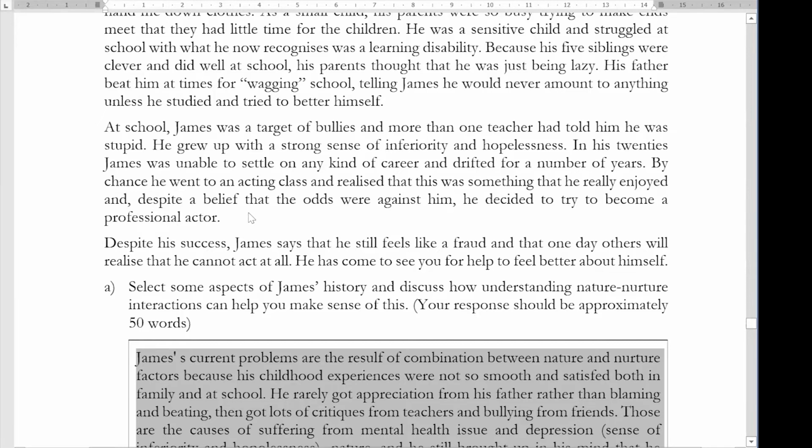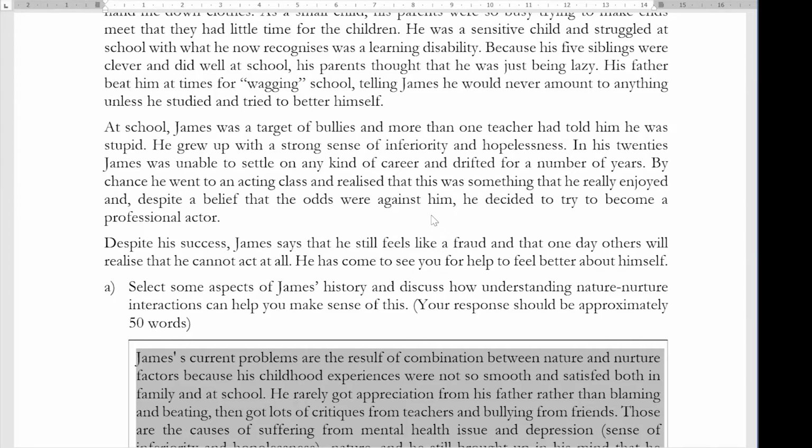By chance, he went to an acting class and realized that this was something that he really enjoyed. And despite a belief that the odds were against him. Odds means strange, is it? Odds means kind of like chances. You know, when people gamble, say they gamble on a horse race, this horse is going to win because it's won many races. Here, he thought he can't win because he's lost so many times. Oh. It's kind of like a trauma.